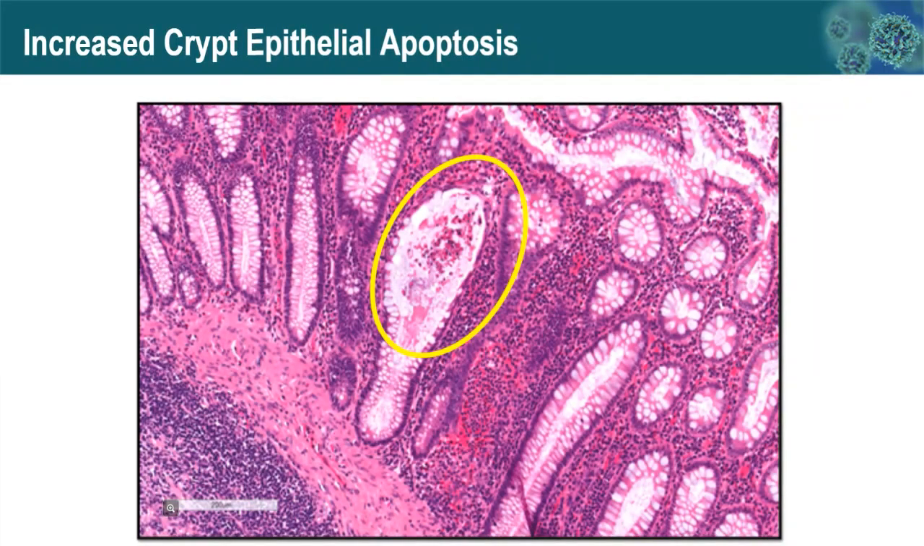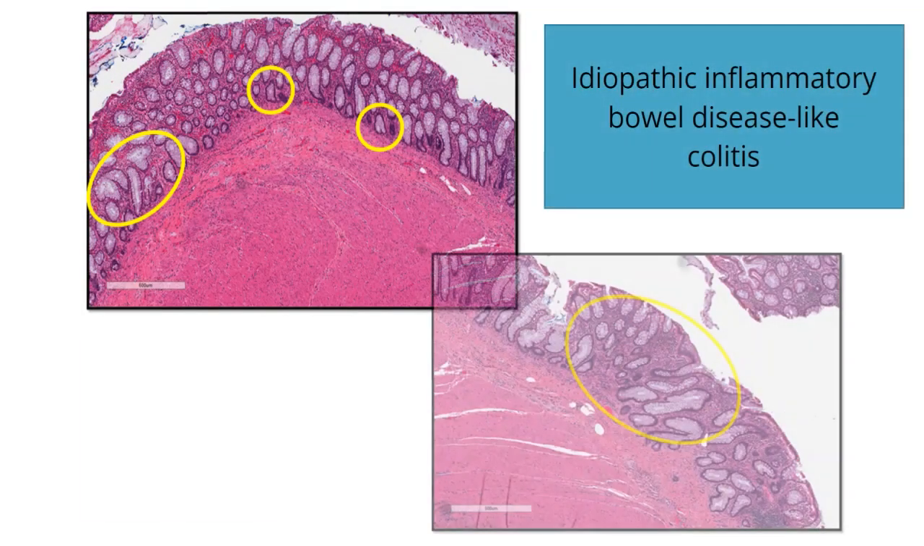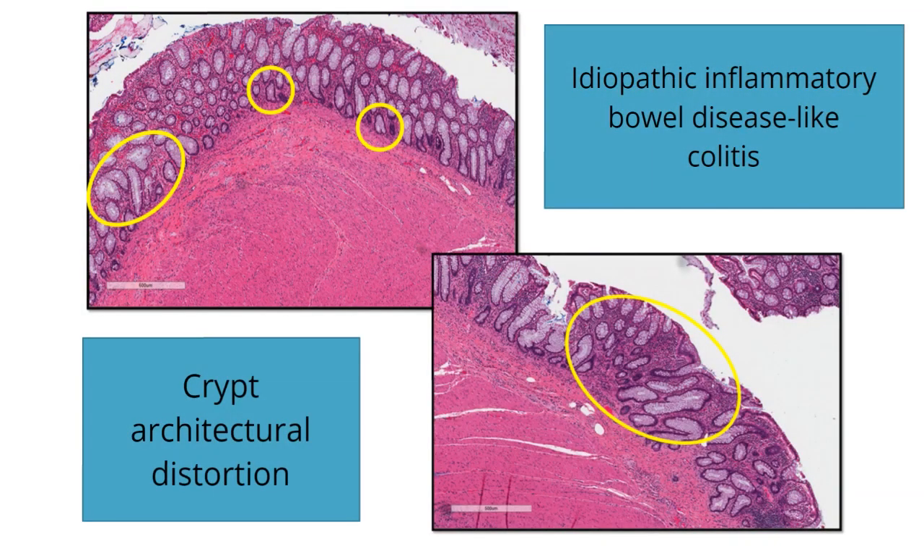Here's another example of increased epithelial apoptoses with associated expansion of lamina propria in a patient who had received immune checkpoint inhibitor therapy. The next pattern of injury that has been observed in recurrent or long-standing immune checkpoint mediated injury is an idiopathic inflammatory bowel disease-like pattern of injury.